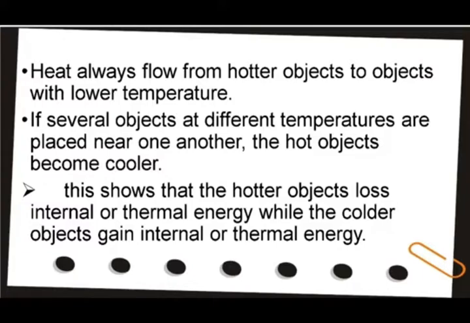From the video, you have observed that heat always flows from hotter objects to objects with lower temperature. If several objects at different temperatures are placed near one another, the hot objects become cooler. This shows that the hotter objects lose internal or thermal energy, while the colder objects gain internal or thermal energy.